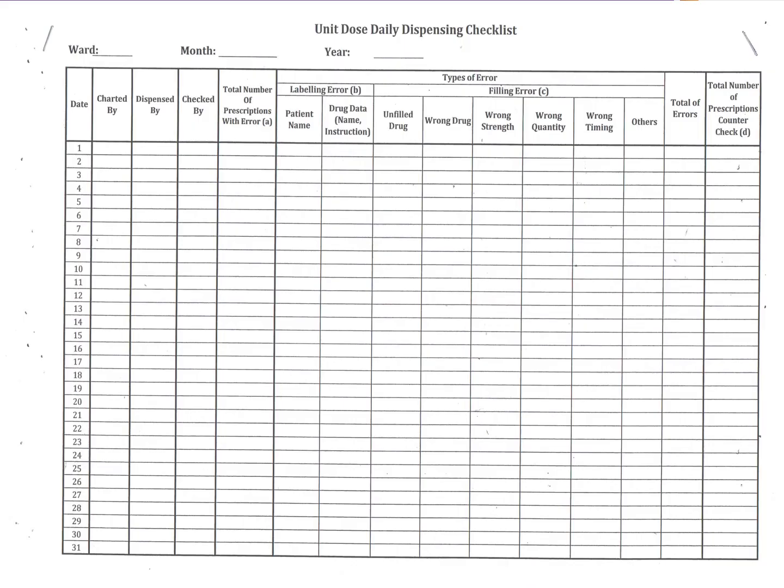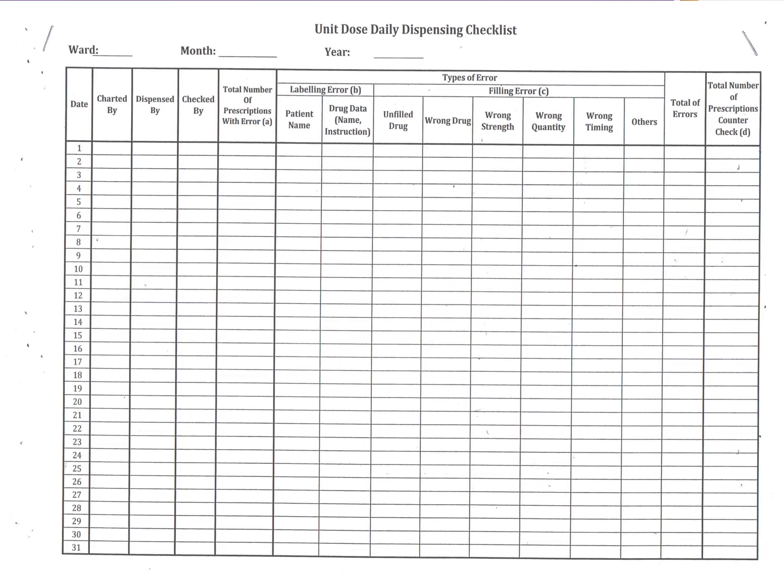So now we already know how to fill medication into the patient bin. The staff filling the bins have to sign the unit dose dispensing checklist. This is the unit dose daily dispensing checklist you can see here. There is a date, and also who was charting the CMR, and who dispensed it. It should be signed there and checked by another person.